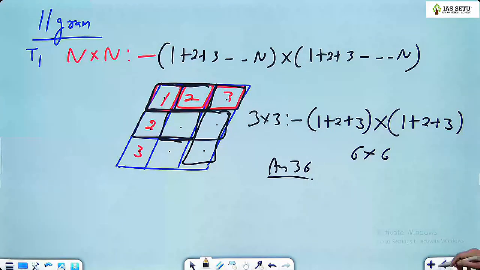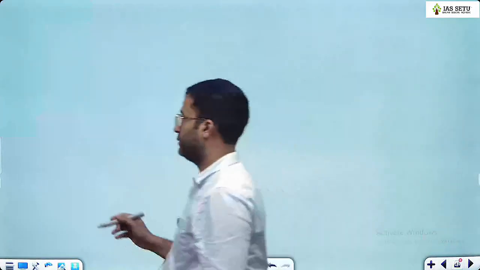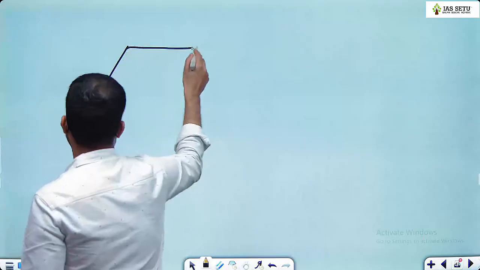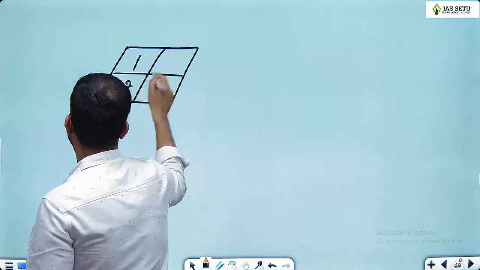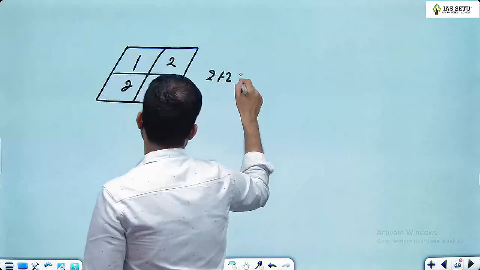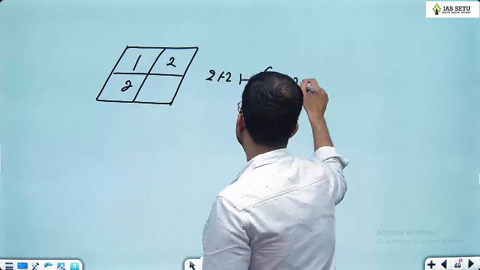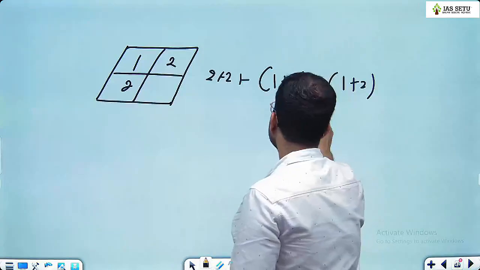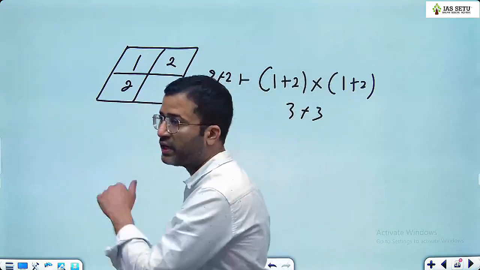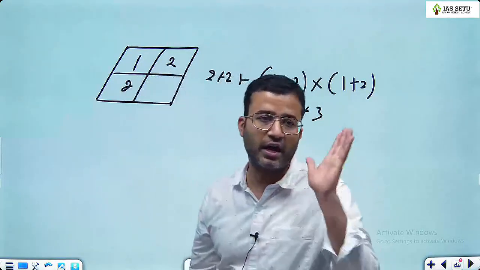I take two more examples. Like this is a 2 by 2 figure. So simple: bracket start 1 plus 2, bracket close. Second bracket start 1 plus 2. This is 3 into 3, 9. In this given figure, there are 9 parallelograms.